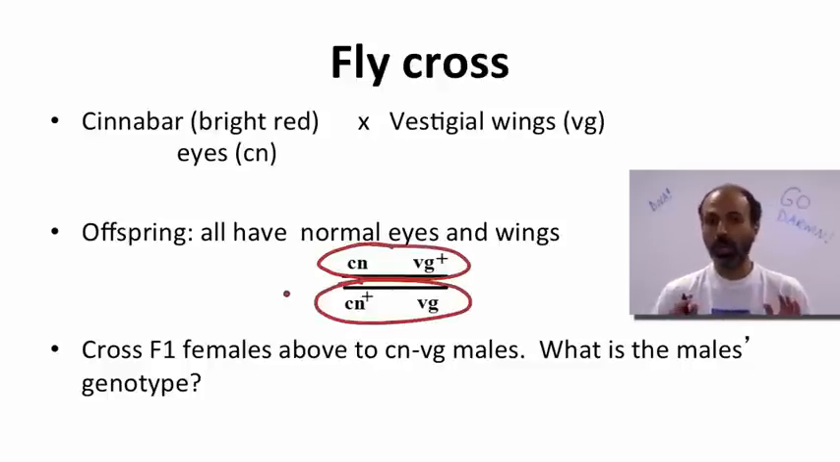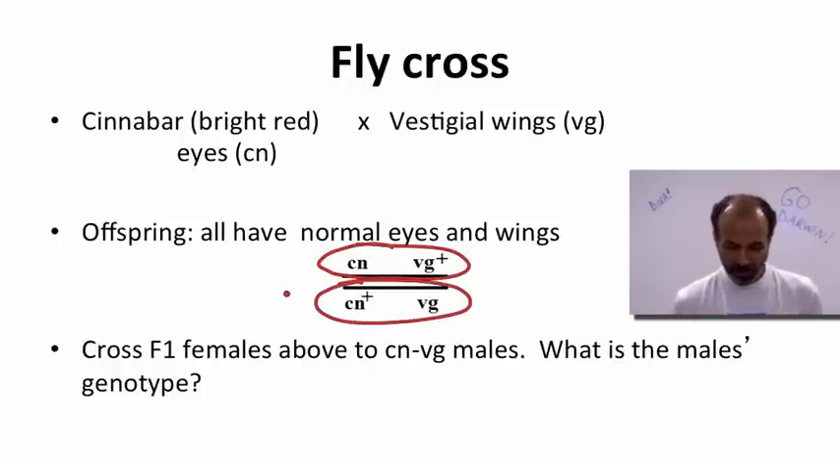This is the combination. Now we're going to assume that these are actually on the same chromosome, which they are, but let's just assume that we're guessing that. Now let's say we cross F1 females. So these are what's referred to as the F1 females, these offspring up here. Let's say we cross them to males that have the Cinnabar mutation and the vestigial mutation.